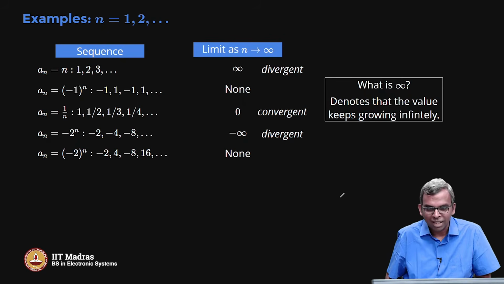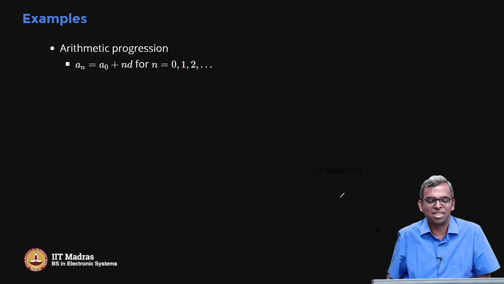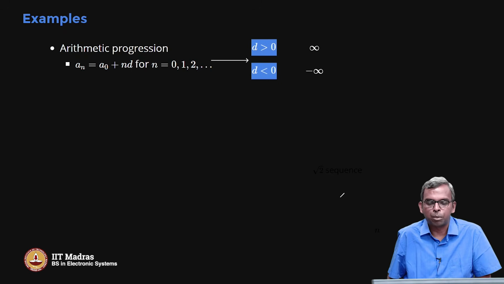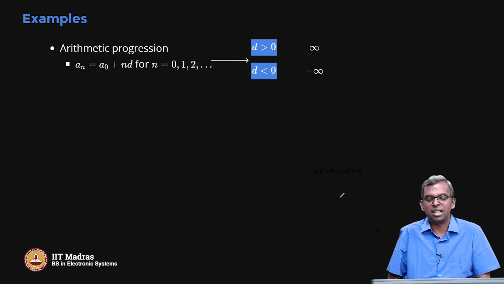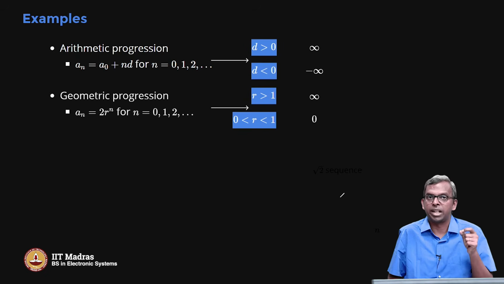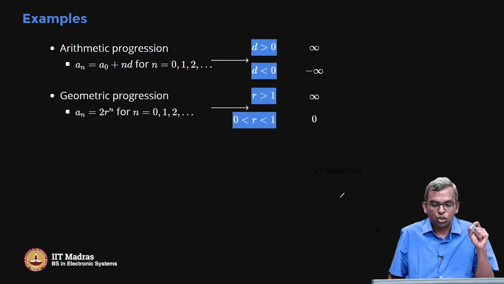Okay, let's see series. Before we go to series, we'll see slightly more complicated sequences defined with recursion. The arithmetic progression, again you can see very easily, if d is positive, it's going to diverge to infinity. If d is negative, it's going to diverge to minus infinity, right. You can see that. That's how arithmetic progressions behave. Geometric progression, the 2 times r power n example that we had, if r is greater than 1, it's going to diverge to infinity, it's going to blow up to plus infinity. If r is between 0 and 1, the geometric progression ends up having a limit of 0.